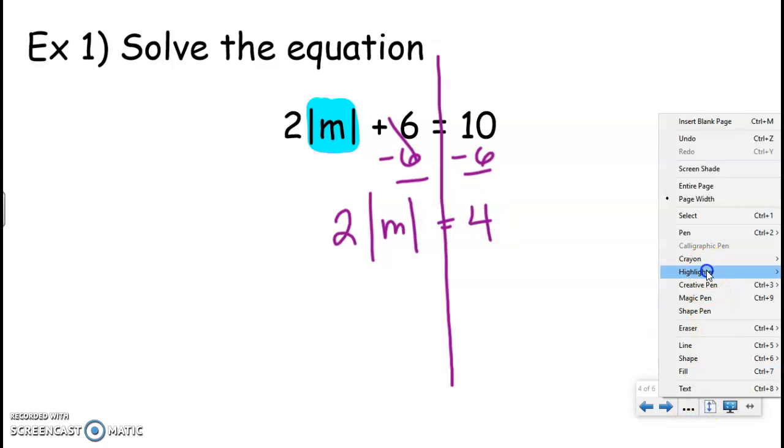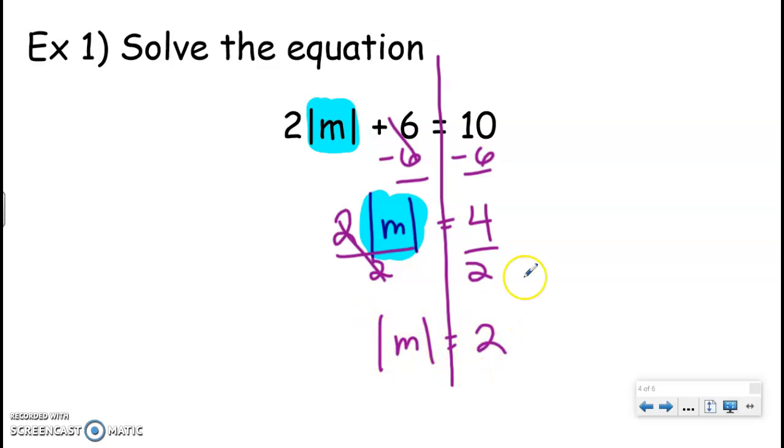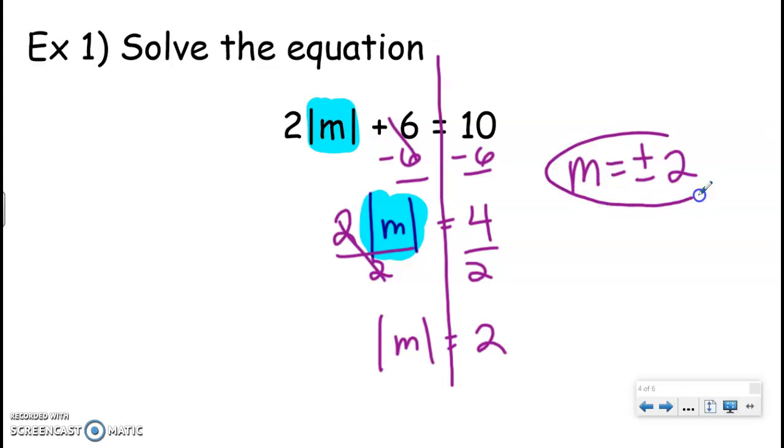Okay, still don't have that absolute value by itself, so I need to cancel that 2. Since they're right next to each other, to cancel, we are going to actually divide by 2 on both sides. So I'm left with the absolute value of m equals 2. Now, think of it this way. What two numbers are 2 steps away from 0 on the number line? We have positive 2 and negative 2. And this is just another way to show it without writing 2 out twice. So you can write it like that, or like we did yesterday.